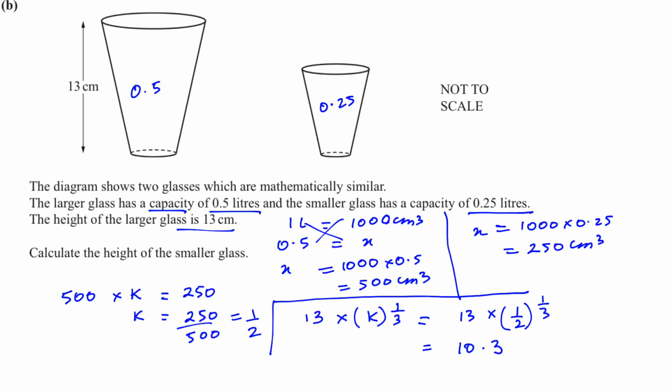Whenever you are finding the volume, that k, you will cube root it to find the side. If it is an area, then you will square root your k. Okay, so we are done with this question now.